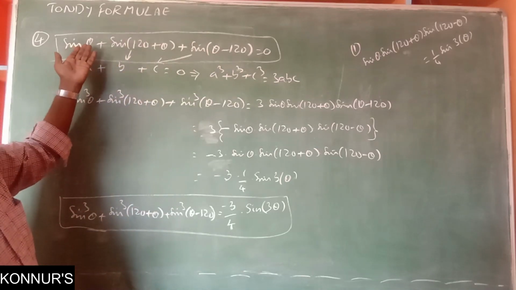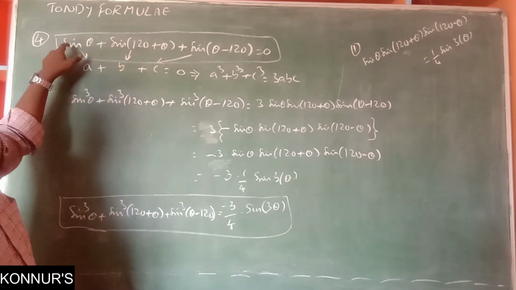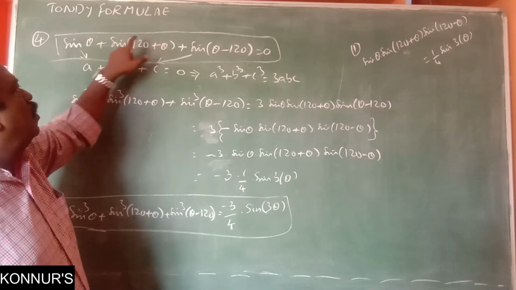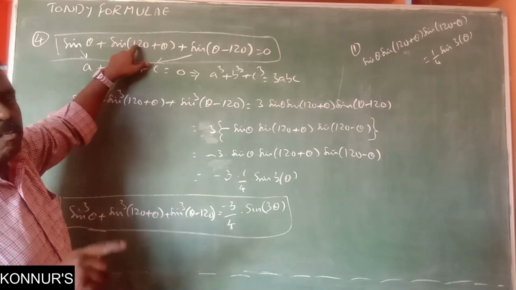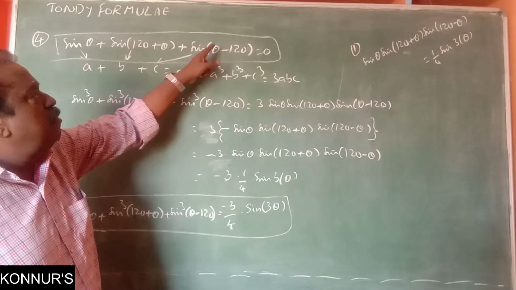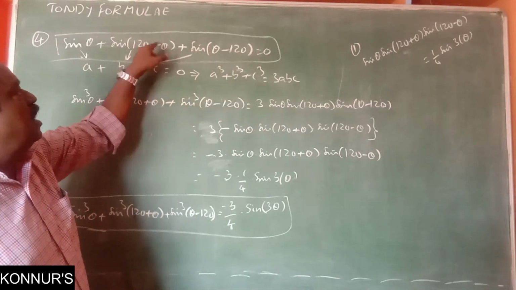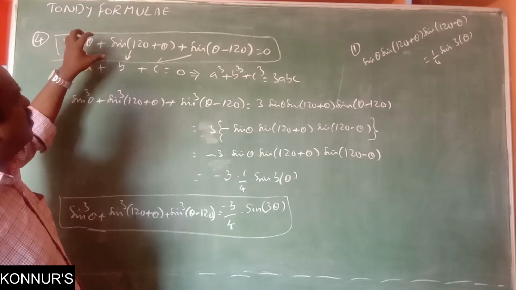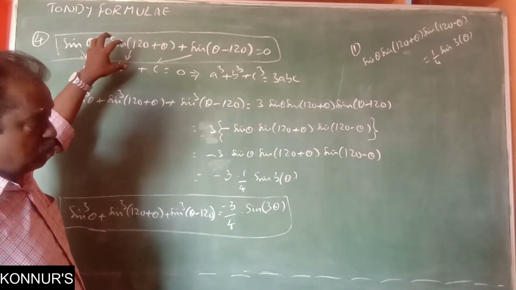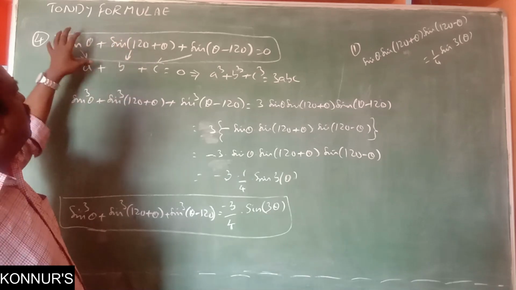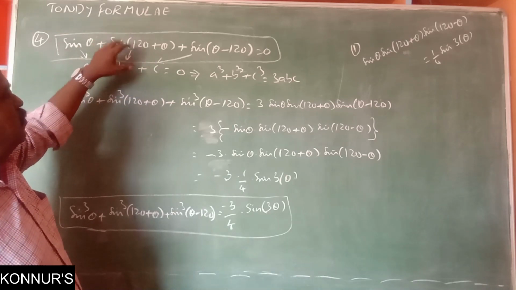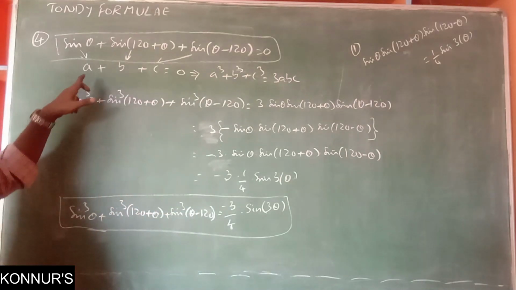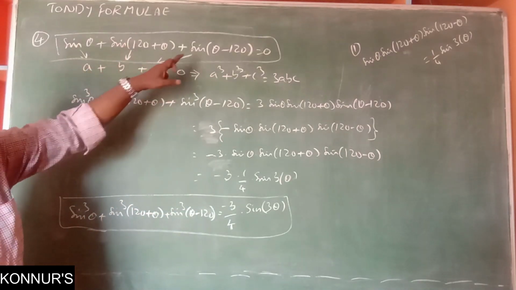Just assume theta is equal to 0. Sin 0 is 0. Sin 120 plus 0 is sin 120, root 3 by 2. It is minus 120, minus root 3 by 2. It cancels, we get a 0. It is not needed. It is a theory problem in our textbook. It is taken as one formula. It is 0. Here also we take this as A and this as B and this as C.